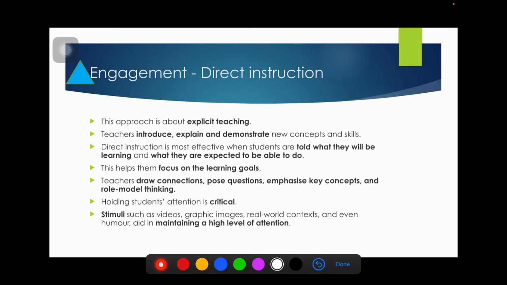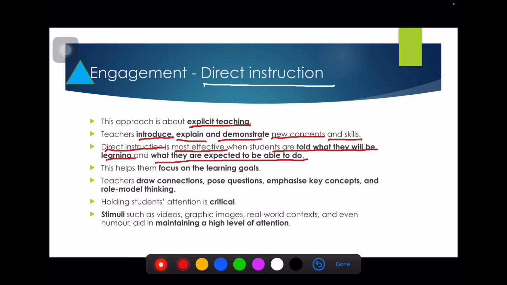The third one is direct instruction. Now, direct instruction, as the name suggests, is teacher-centered. Okay, so this is about explicit teaching. The teacher introduces, explains, and demonstrates a new concept. So you are telling your students directly what they are going to learn, and what the concepts and the skills are that they are required to have. Direct instruction is most effective when students are told what they will be learning and what they are expected to be able to do.